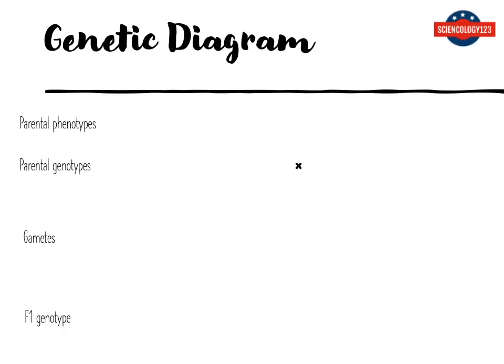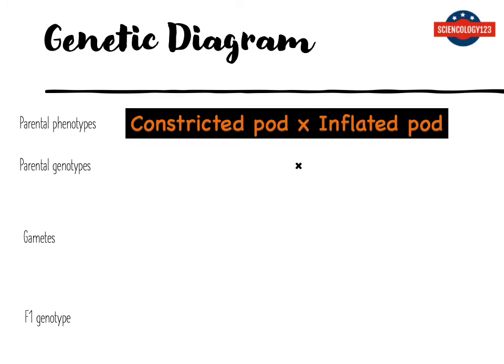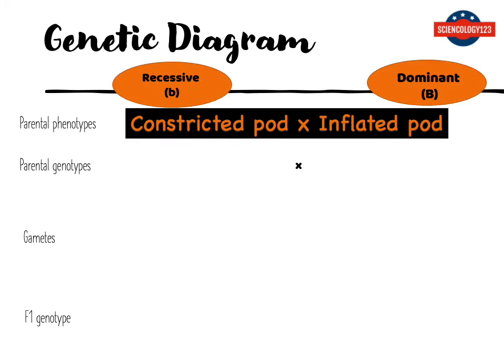Now, let us construct the genetic diagram based on the question. So now we are having constricted pod and inflated pod as the parental phenotype. Do you still remember the phenotype is the physical features that can be observed? As for parental genotype, constricted pod will be having both lowercase b. Inflated pod will be having one uppercase letter B and one lowercase letter b.